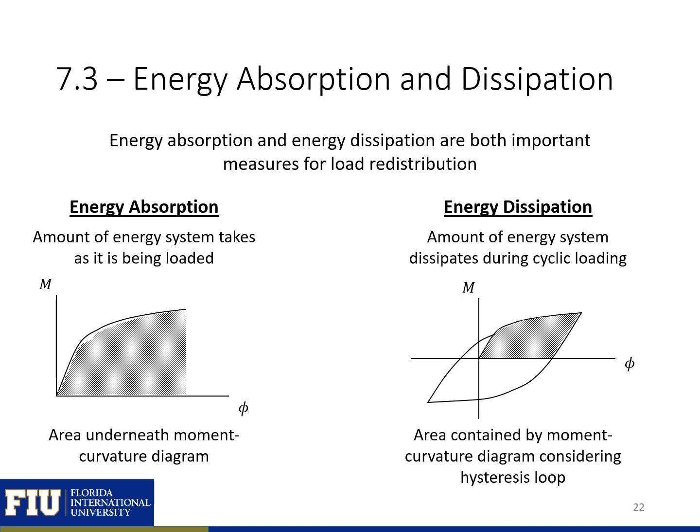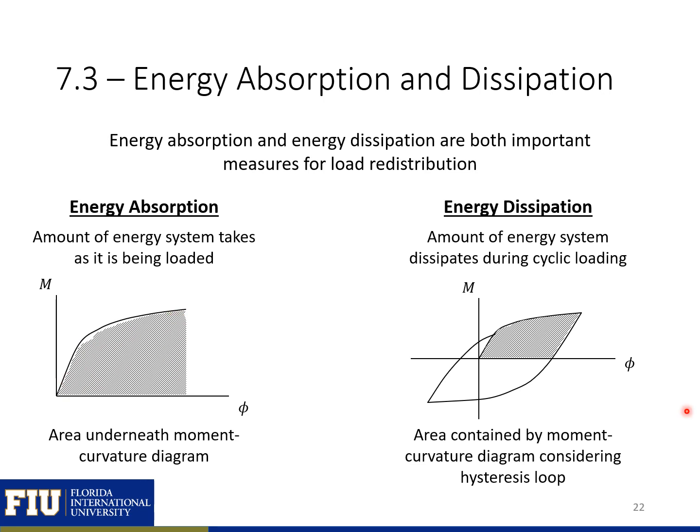We're next going to talk about two different ways that we can measure the ductility of our system. One is called energy absorption and the other energy dissipation. Energy absorption and energy dissipation are both important measures because they tell us how our load can redistribute in our structure. Energy absorption is the amount of energy the system can take as it's being loaded. This is the area underneath our moment curvature diagram.